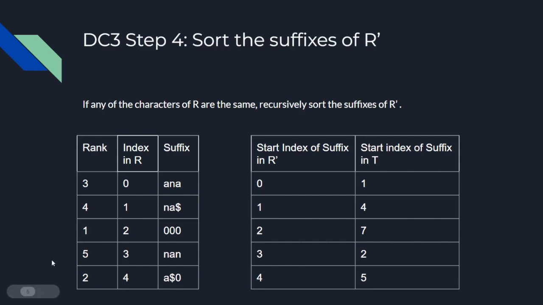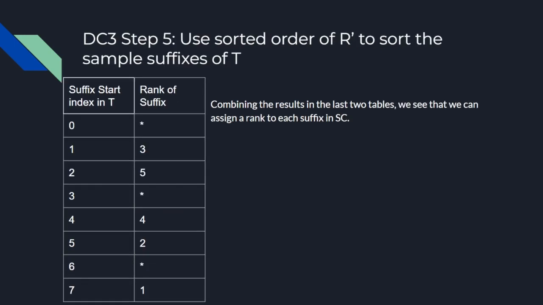We can just set up these tables which connect the index of R and the suffix to their rank and the start index of the suffix in T. Next step is to use the sorted order of R prime to sort the sample suffixes of T. We can do this by combining the results in the last 2 tables. We can see that we can assign a rank to each suffix in S of C. As you can see, there are some suffixes that are blank. These are the ones that were in B0, which were not in our samples.